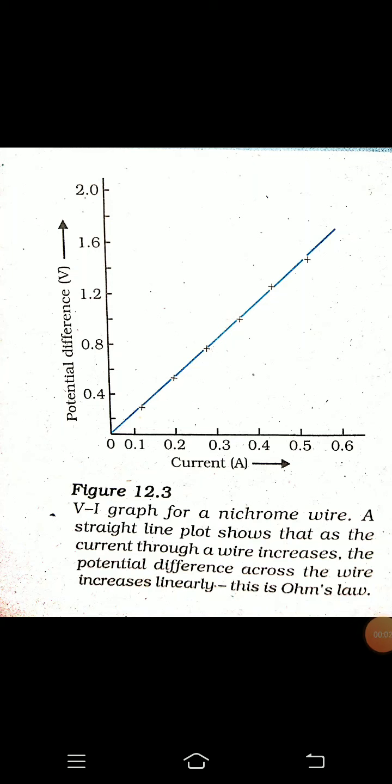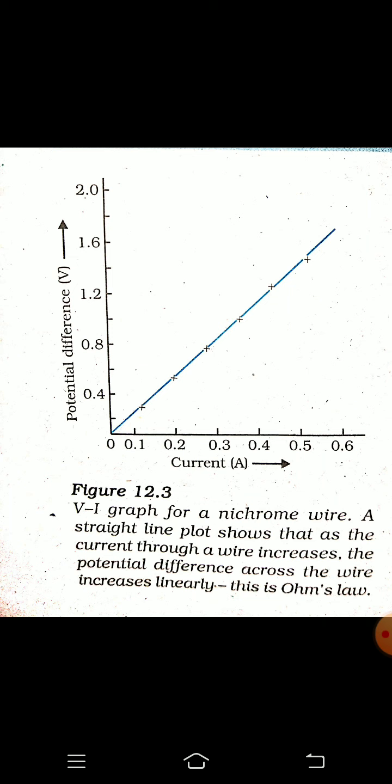Then, by these readings of electric current I and potential difference V, you will plot them on the graph paper. When you represent current I on the x-axis and potential difference V on the y-axis, you will get a graph like this. It is a straight line, correct? So, what can we conclude from this activity?